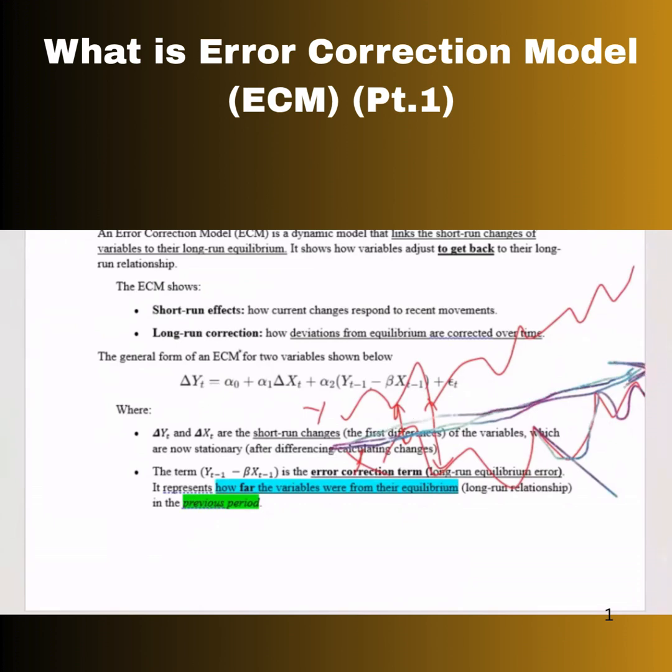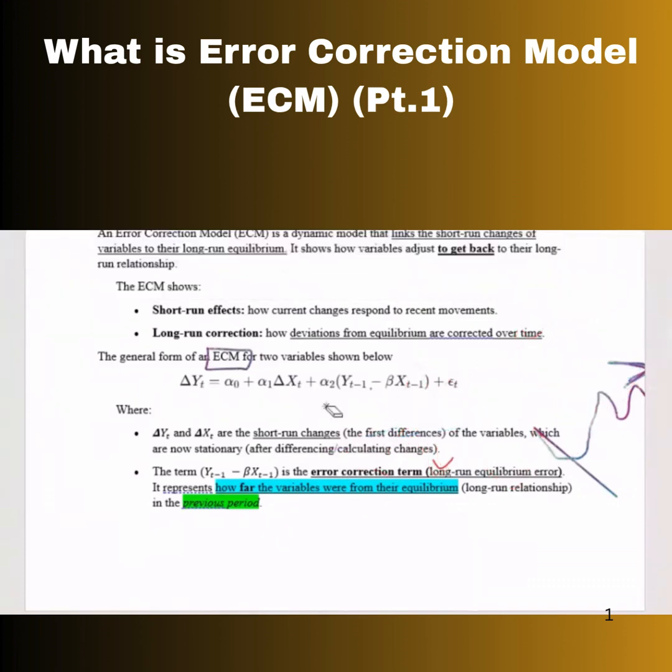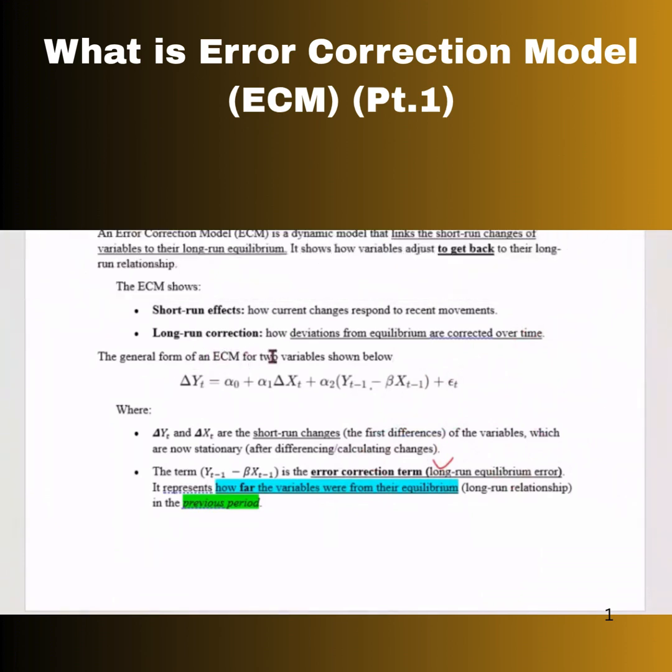The error correction model, the ECM. The ECM. So now we can explore further on this model. The general form of the ECM for two variables is shown below.